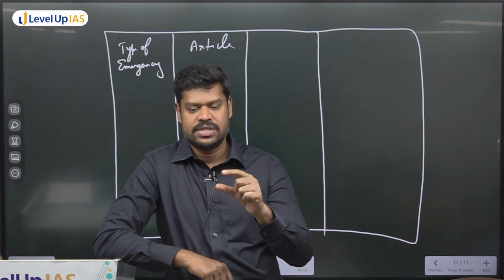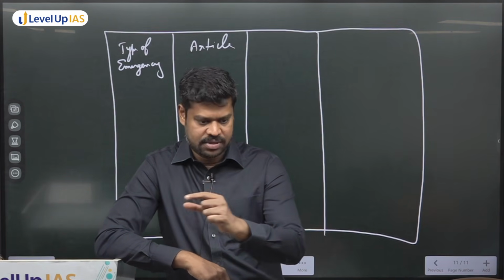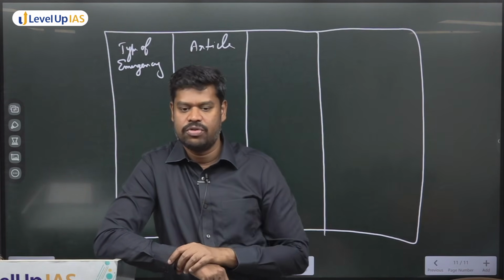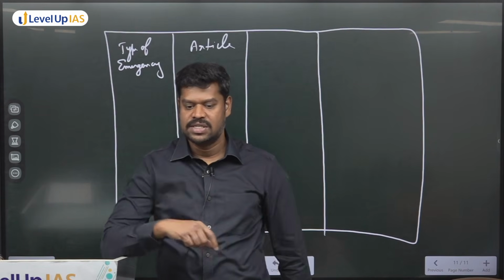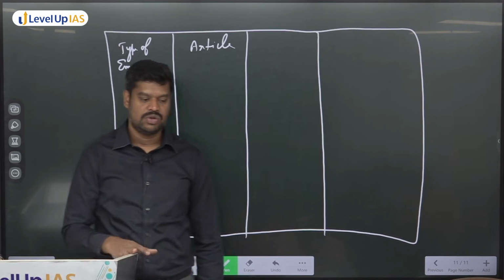There you explain what checks and balances are, and you also give examples of how one organ has control over the other organ. All right, so these things are very, very important. So try to revise all those things.